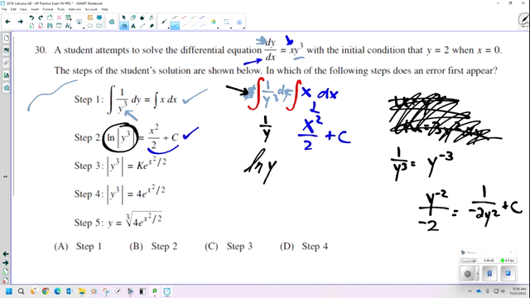I just got my mind stuck on the only way I can use ln is if this is 1 over u or 1 over y. The minute the exponent is bigger than 1, we need to flip it up and just use the power rule to integrate. All right. So that's the first. The error happens in step 2.